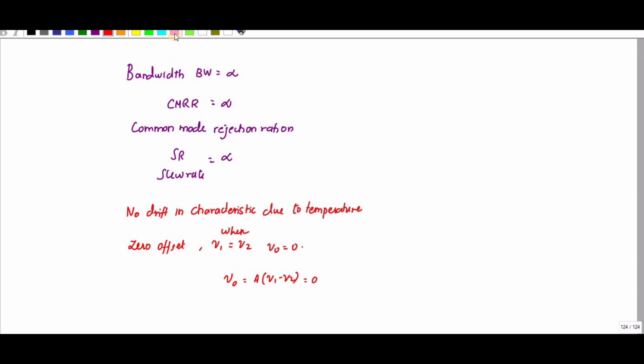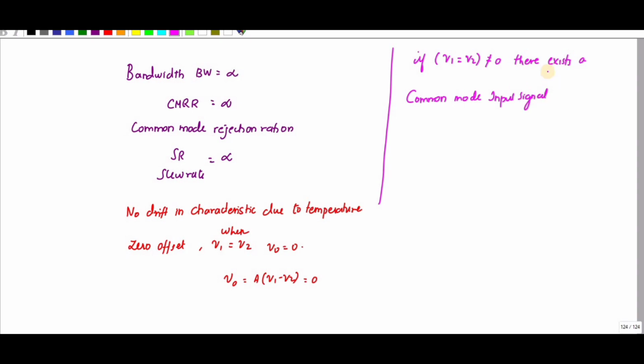So these are the characteristics, okay. Now if V1 is equal to V2 and that value is not equal to 0, then there exists a common mode input signal, in response to which the ideal op-amp has to produce zero output. So this characteristic is called common mode rejection.